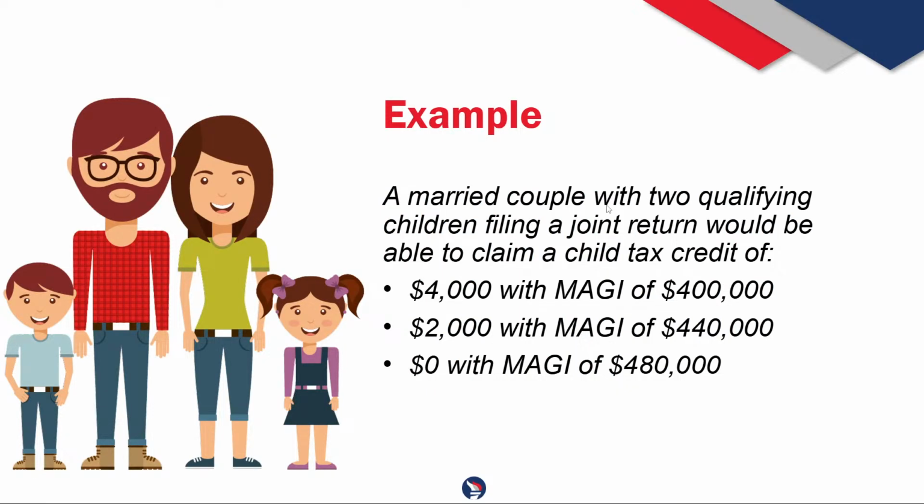So this is restating what I just said. A married couple with 2 qualified children filing a joint return would be able to claim a child tax credit of $4,000 if they kept it below $400,000, $2,000 as long as they kept it below $440,000, and $0 if they're at $480,000. Well, in this case, at $480,000 because we have 2 kids.